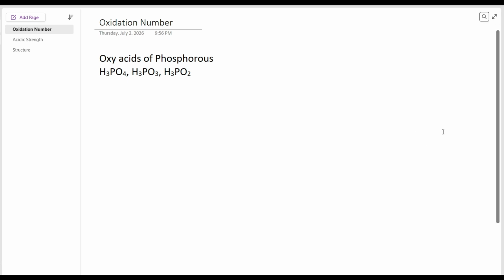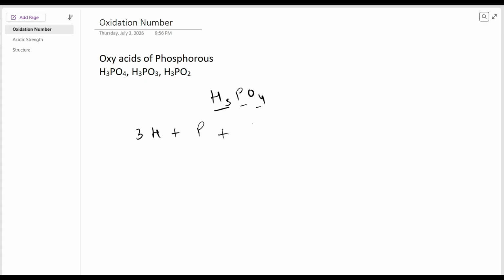So let's start with the mathematical equation. First, let us check H3PO4. Now we have three hydrogen, one phosphorus, and four oxygen. As it's a neutral molecule, we will make it zero. We'll write it like this, the oval shape is zero.